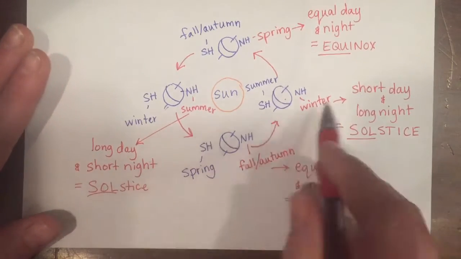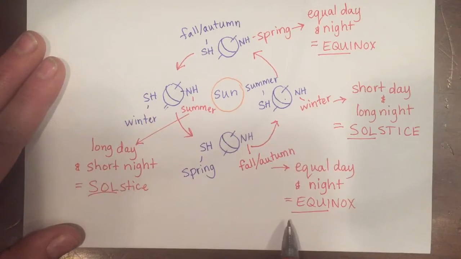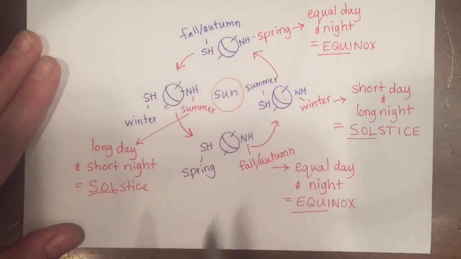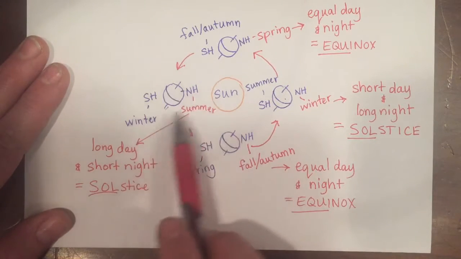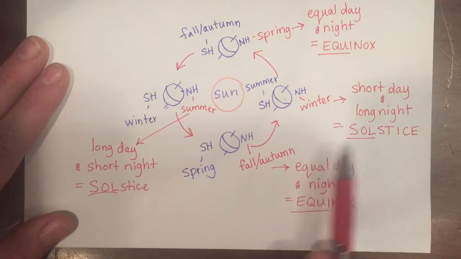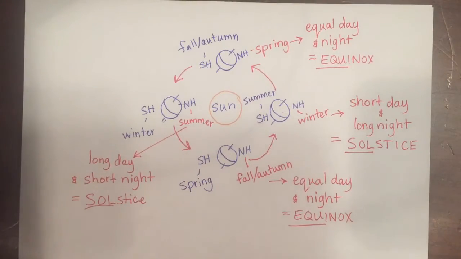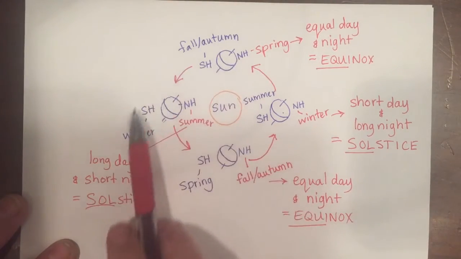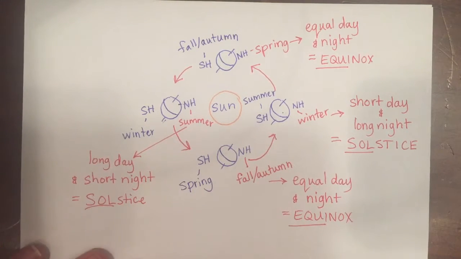The seasons work in opposites. Solstice, solstice, equinox, equinox. So in the course of 365 and 1/4 days, we go spring equinox, summer solstice, fall equinox, winter solstice. And the cycle repeats itself with a new year. This entire system in the course of one orbit around the sun is 365 and 1/4 days.